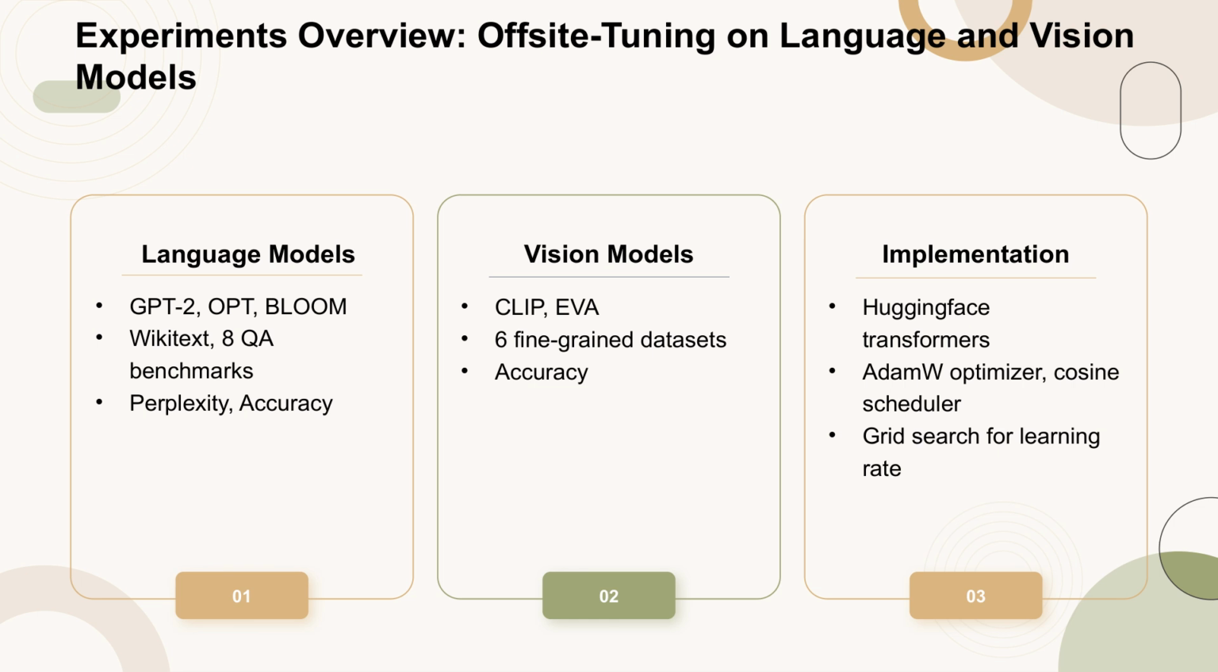For vision models, we focused on CLIP and EVA, and assessed their performance on 6 fine-grained image classification datasets, with accuracy as the metric. The implementation was based on the Hugging Face Transformers library, using the AdamW optimizer and a cosine learning rate scheduler. A grid search was employed to find the optimal learning rate.